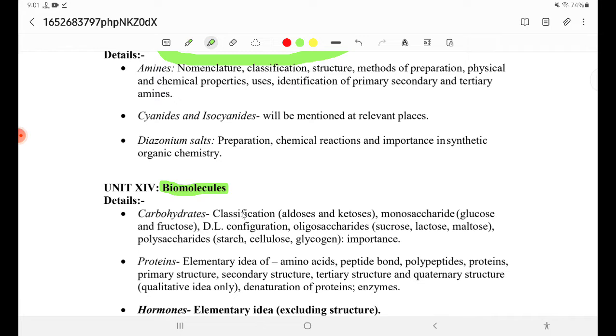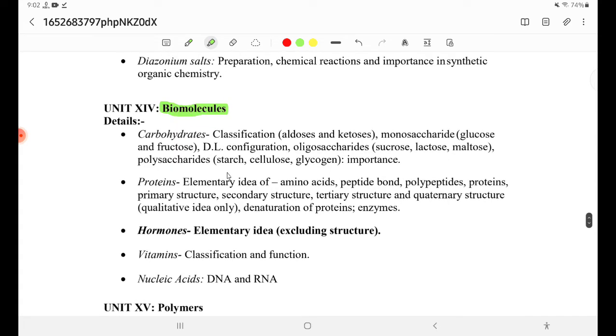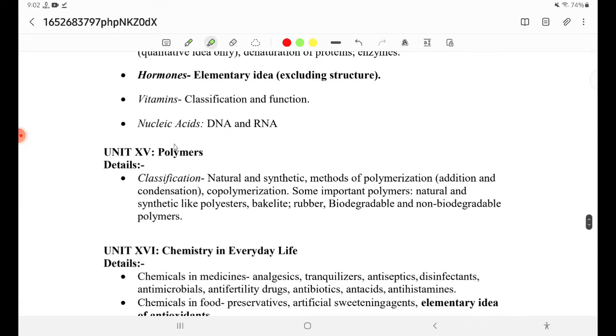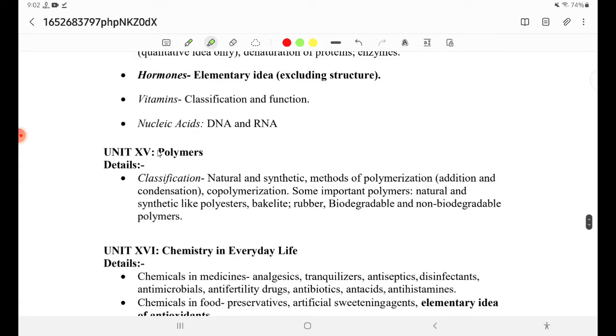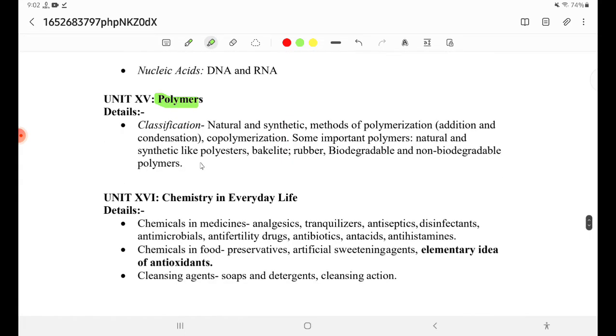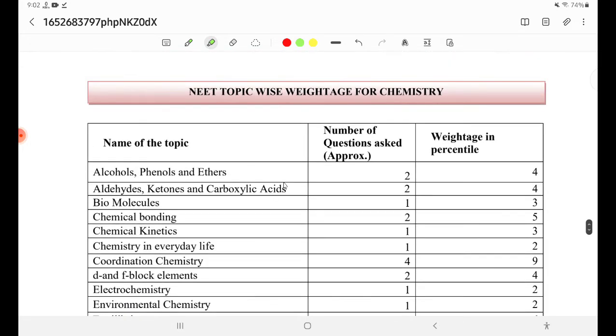Here you can also find the structures of organic compounds, and it is merely the same chapter you can find in biology, biomolecules. Almost a similar chapter, but in chemistry you can find the structures of these molecules. And the 15th one is polymers, and like usual the last chapter, chemistry in everyday life, is the easiest one. And thus the class 12 syllabus also ended, and let's talk about the weightage.